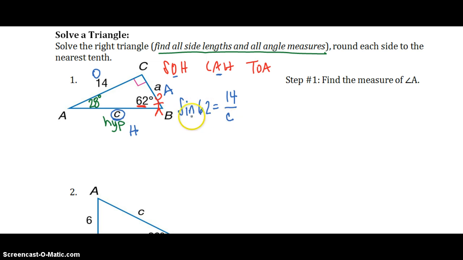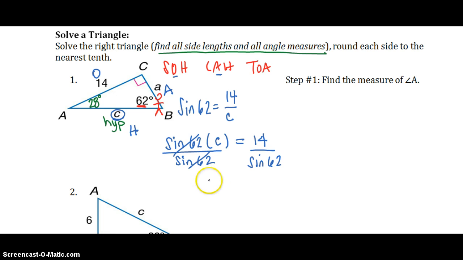Now this is where using your calculator and closing those parentheses is going to become very important. The sine of 62 degrees, we're going to cross multiply times C equals 14. So I'm actually going to be dividing 14 by the sine of 62 degrees. And that way the sine of 62 degrees will cancel. So when you punch your calculator, 14 divided by the sine of 62, C there is approximately 15 point, it said round to the nearest tenth, so 15.86 would be the approximate value of C.